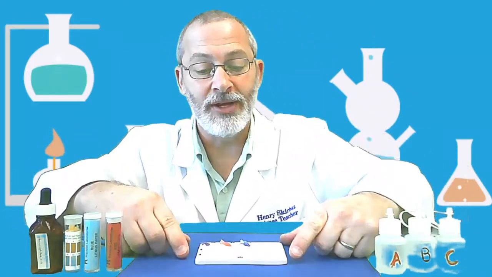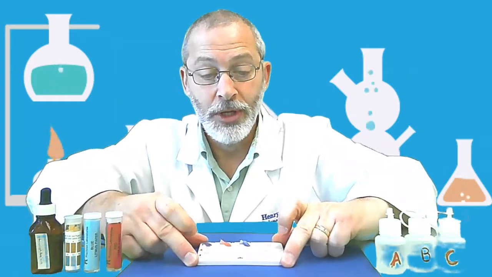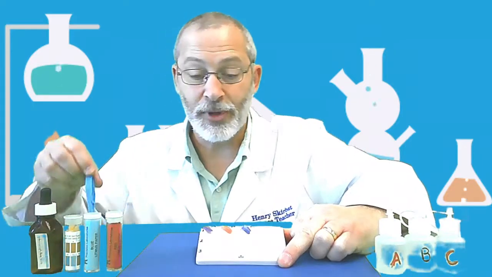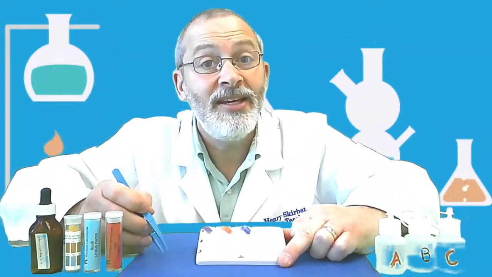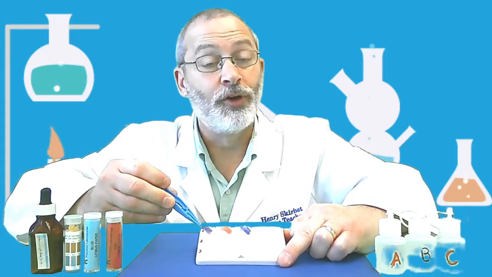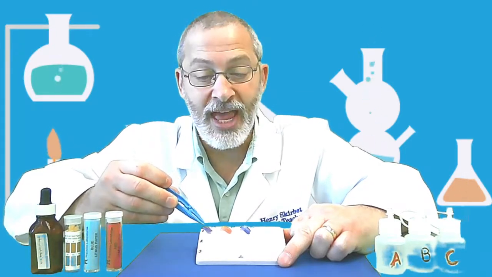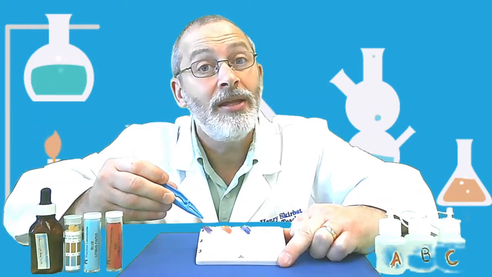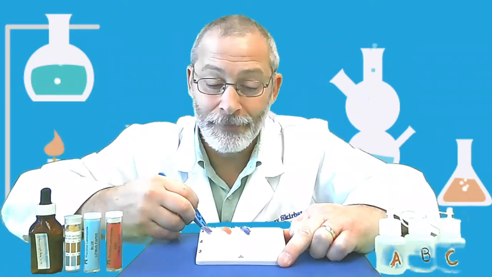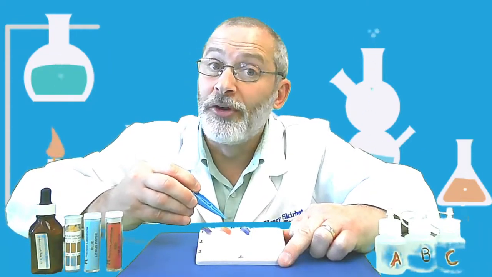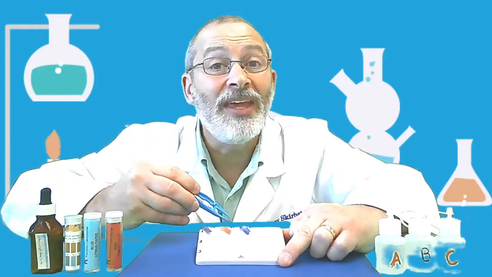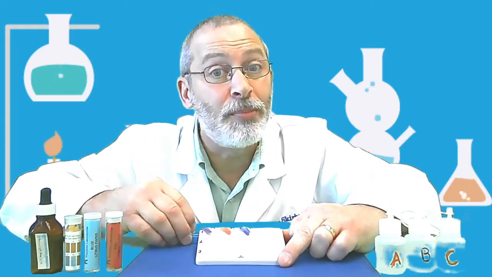So let me summarize the results for you for the litmus paper test. The litmus paper test. The end color. The red for test number 1, solution A, the red stays red, the blue stays blue. Solution B, the end color for both is red. For solution C, the end color for both is blue.